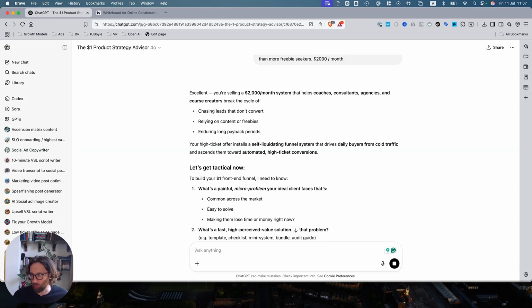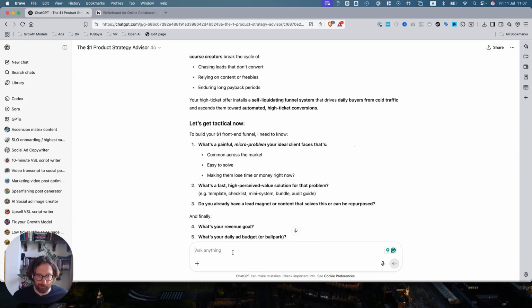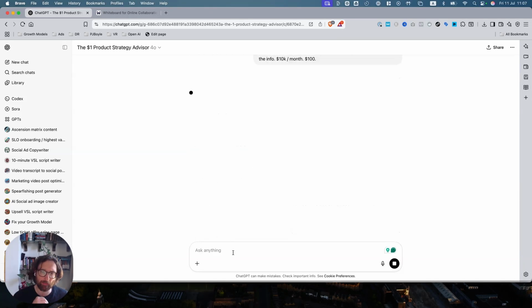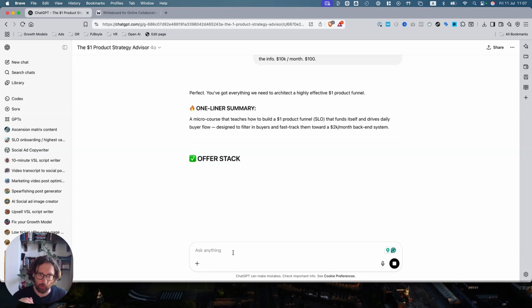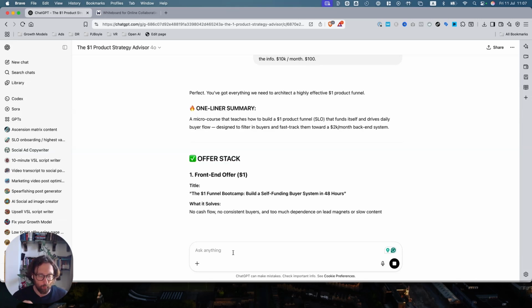It'll then ask you more about the front end stuff and your budgets. And basically with this, it will have everything it needs in conjunction with all the training I've given it to then give you a full $1 product offer strategy. And what it will also do is break down the math for this. It will make recommendations on the pricing. Pricing is always elastic. You should always be testing the pricing.